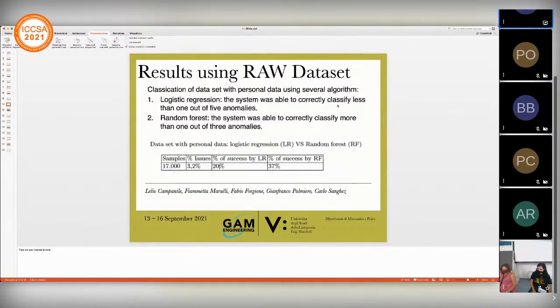I mean, logistic regression and random forest. We had the best performance, we had the best success rate in terms of prediction of anomalies by using random forest. And then we tried to do the transformation of the data set, because we cannot use the raw data set because of the sensitive data inside it.